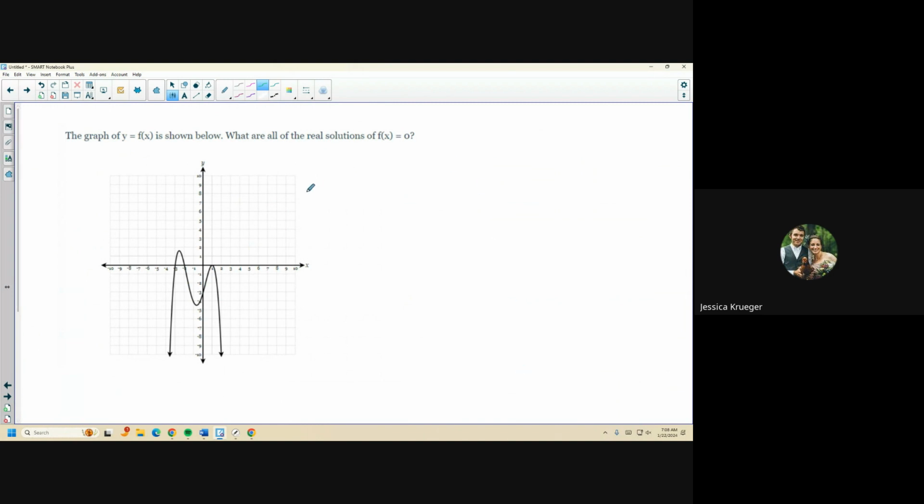The next thing, the graph of f of x is shown. What are all the real solutions of f of x equals 0? This is asking me to find what are called the zeros, because we're looking for where the function is 0. These are also known as the x-intercepts. So my x-axis is here. If I trace along the graph, I see 1, 2, 3 places where it hits the x-axis. Those are the 3 places where the function is 0.